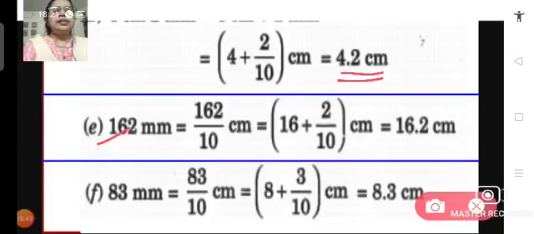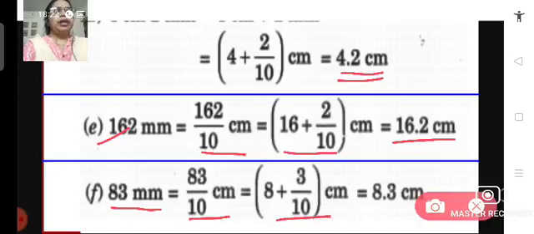E, 162 millimeters. So it can be written as 162 upon 10 centimeters, isn't it? Which can be written as 16 plus 2 upon 10 centimeters. So it gives us 16.2 centimeters. F, 83 millimeter. 83 millimeter is equal to 83 upon 10 centimeters. So it can be written as 8 plus 3 upon 10 centimeters. So it will be equal to 8.3 centimeters. So 83 millimeters will be equal to 8.3 centimeters.